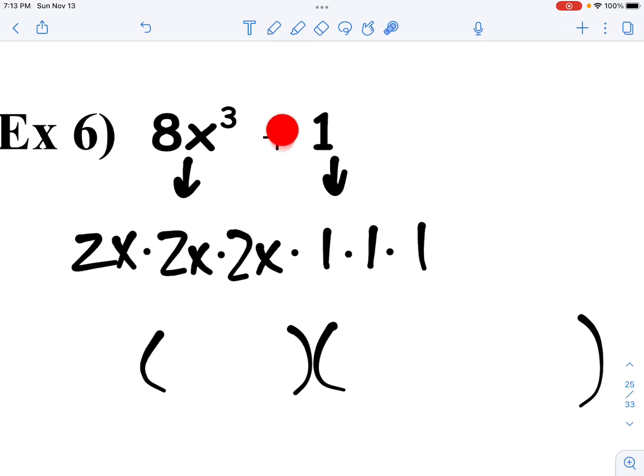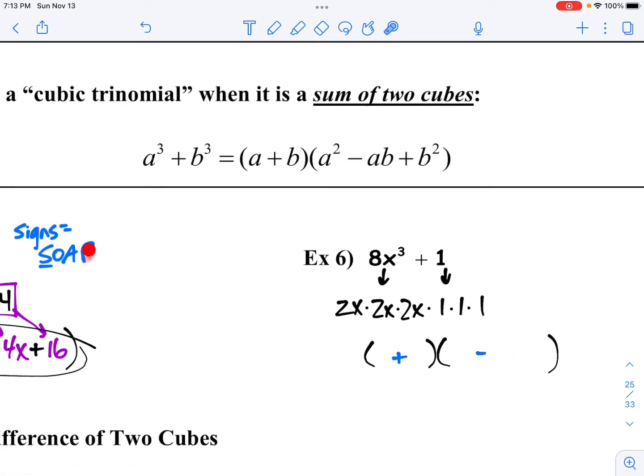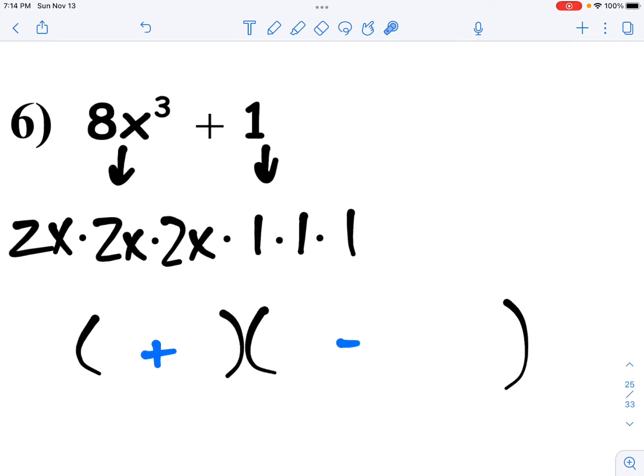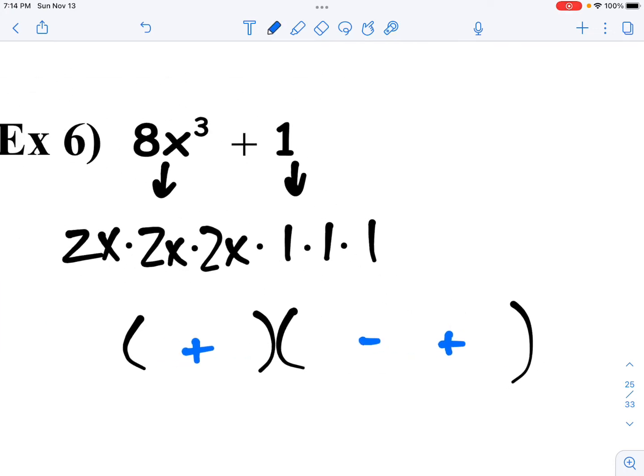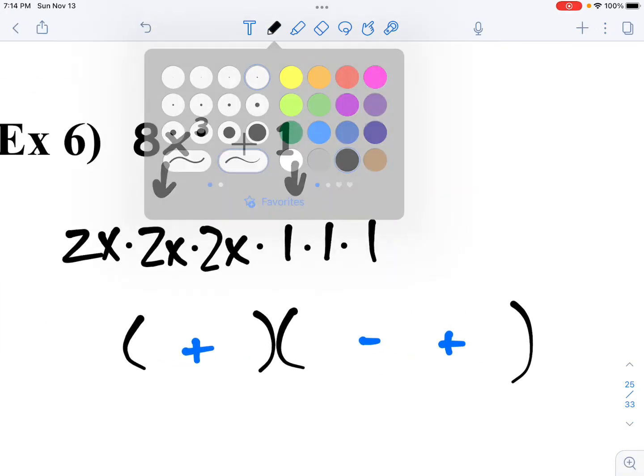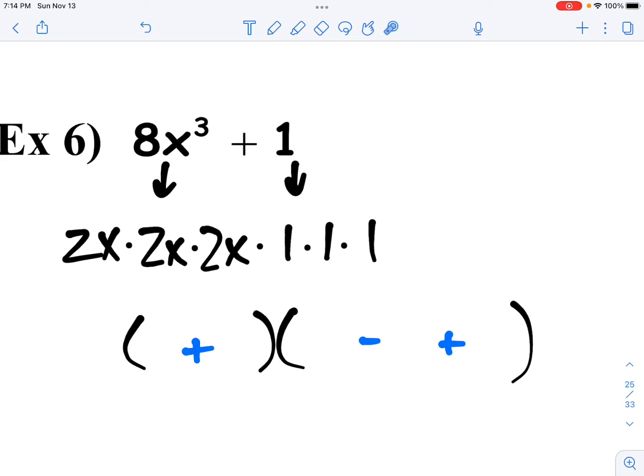The same sign in the parentheses goes first. So I'm going to put a plus here. The opposite sign of this goes next. So the next sign is minus. And do you remember what the last sign is? What does the AP stand for? Always positive. The last sign is always positive. So that goes here. Now let's see if we can fill in our holes. The uncubed stuff, so just the 2x and the 1 go first. 2x goes here, 1 goes here.